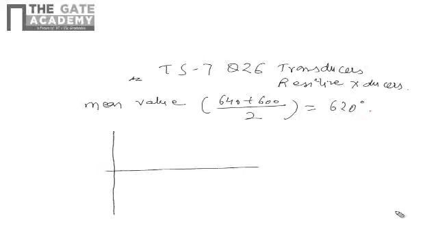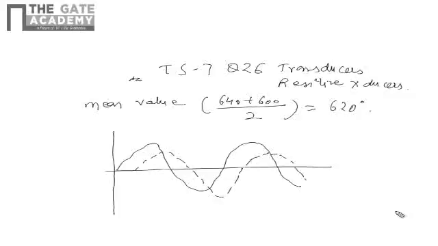So it says that it oscillates sinusoidally. Fine. So I'll draw one sine wave and then the other wave. So they have a phase difference between them like this. So it is 640, and then the mean value is 620. Fine, this is the mean value, and this value is 600.